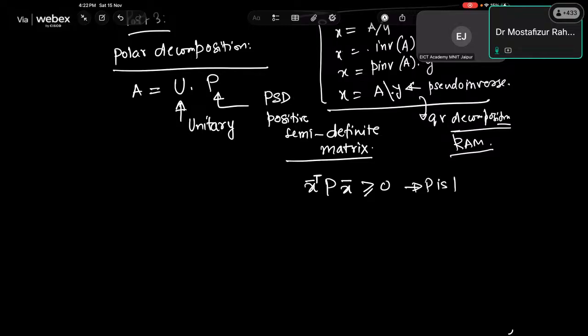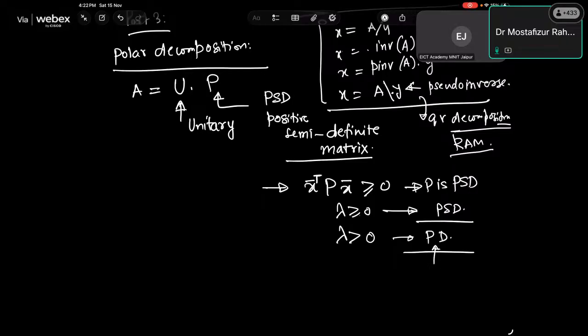P is PSD. Now you may forget this definition. So forget the definition: if the eigenvalues are greater than or equal to 0, then this is a PSD matrix, positive semi-definite. If lambda is strictly greater than 0, we call it a PD matrix, positive definite matrix. And if it contains the 0, then it is a positive semi-definite matrix.